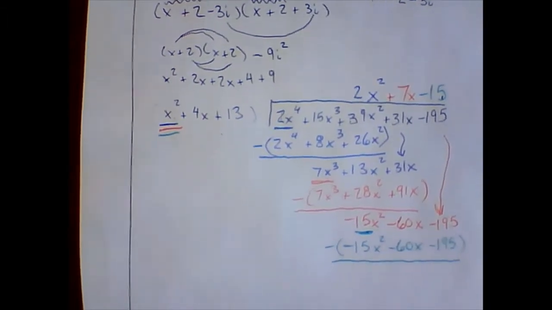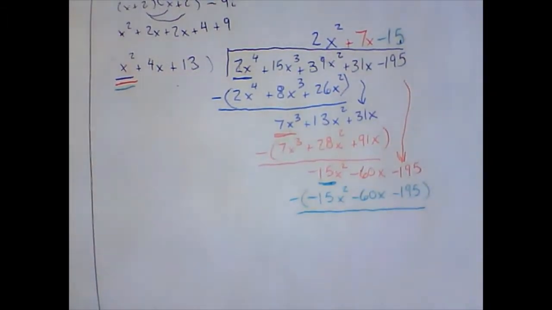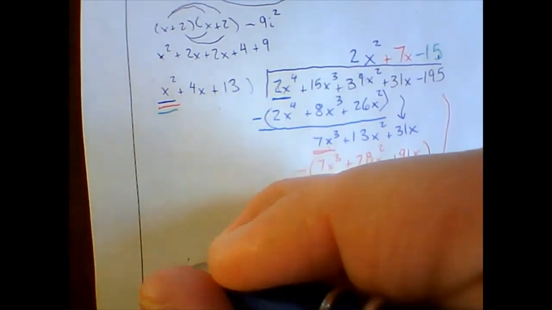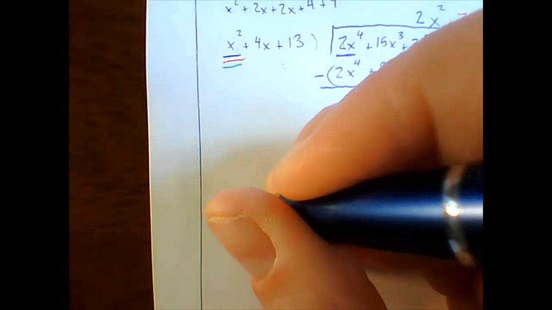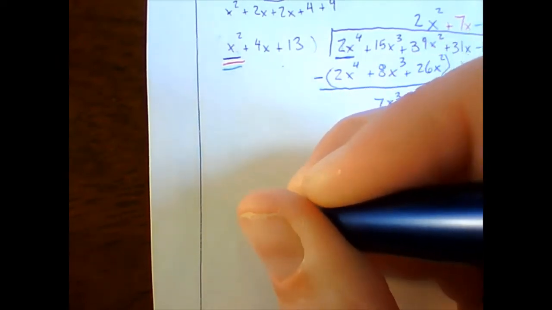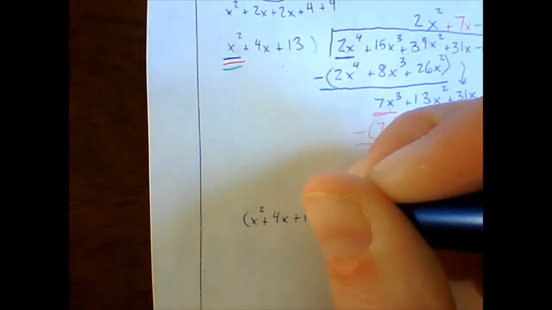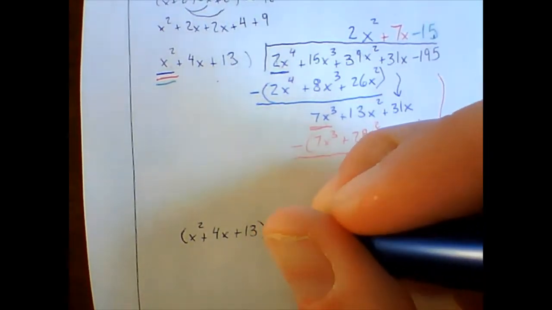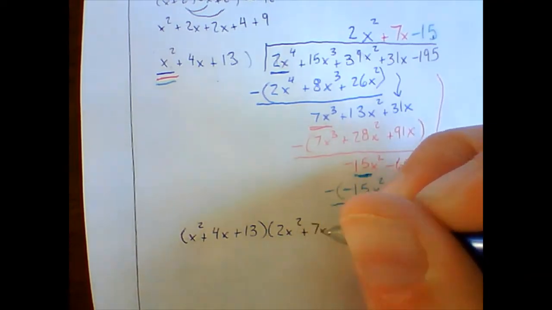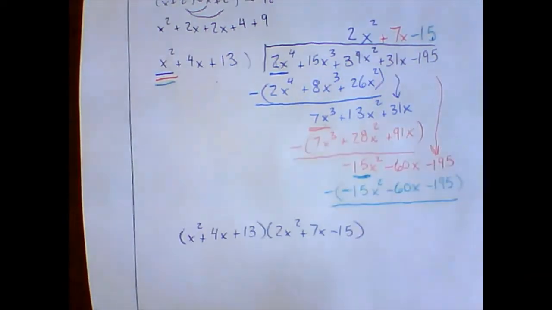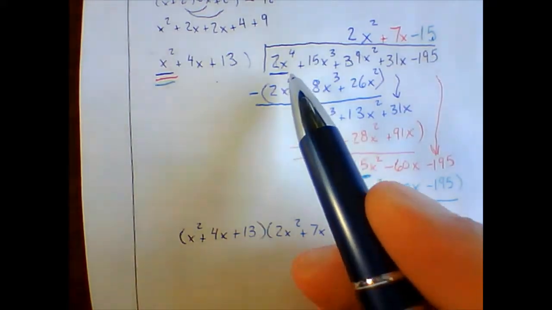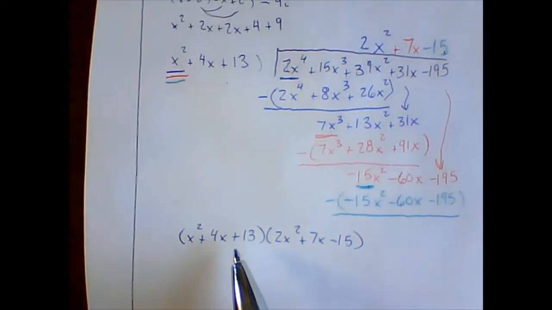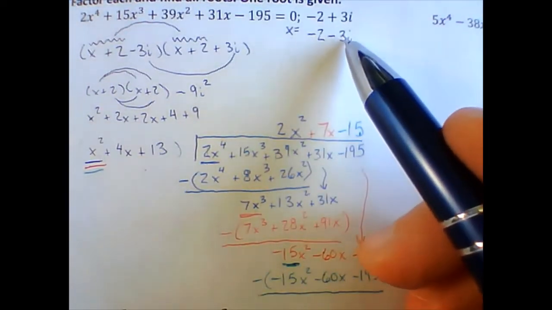x squared plus 4x plus 13. If we times that by the answer we got on the top, we should get the original polynomial. So what we've done is we factored the original polynomial into two things that multiply to get it. These two things, if they multiply, they will get the original polynomial. The first of these two things has the first of the two roots that we came up with.